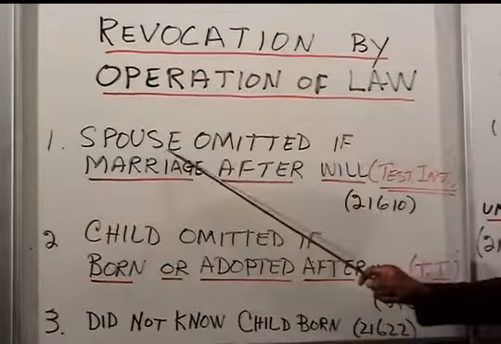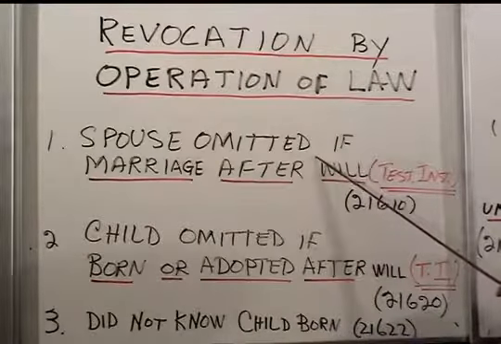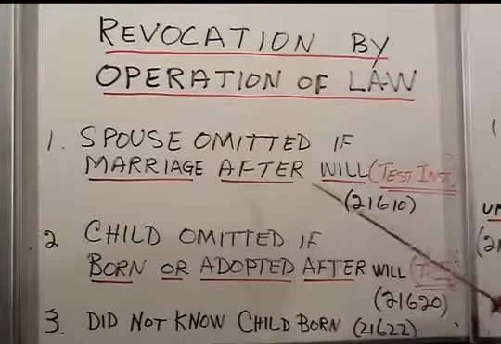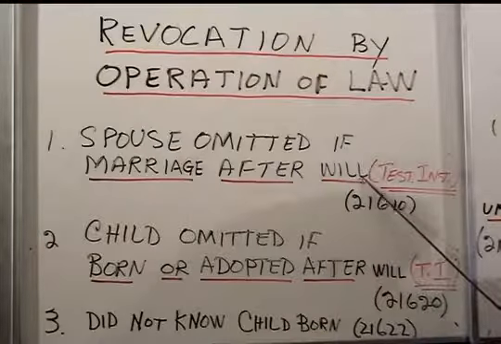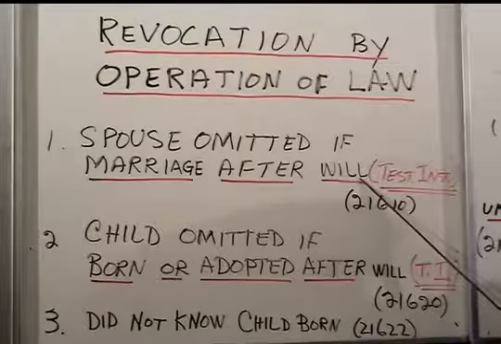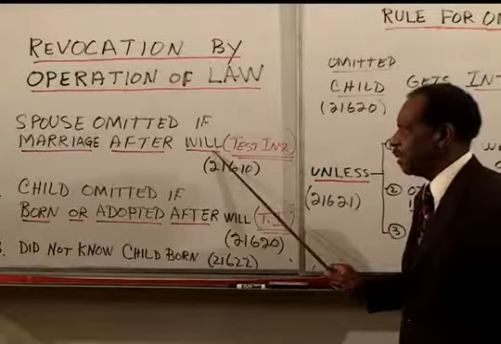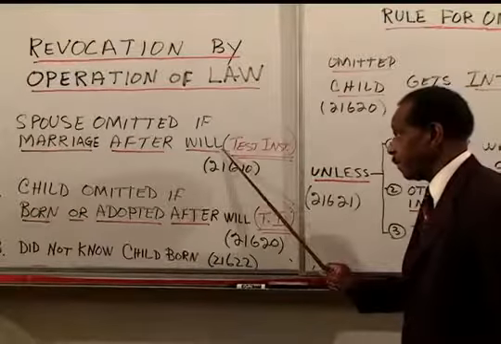First, revocation by operation of law when there is an omitted spouse. That is to say, if the marriage occurred after the will was written, then the will is revoked to the extent of giving that person their intestate share. And there are some qualifiers now, and I'm going to give you the qualifiers in just a minute. But the basic rule at 21610 is that this is what happens.